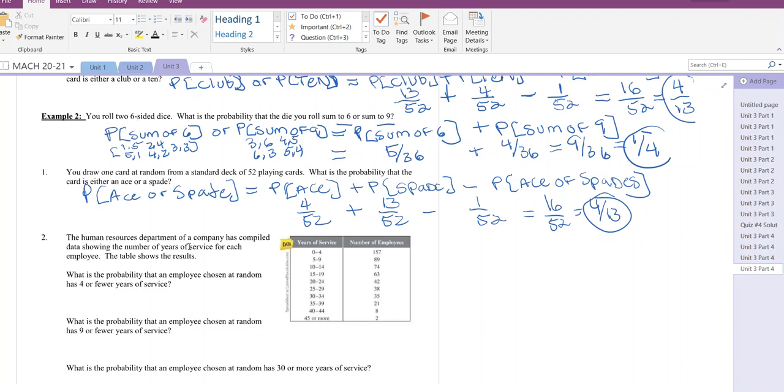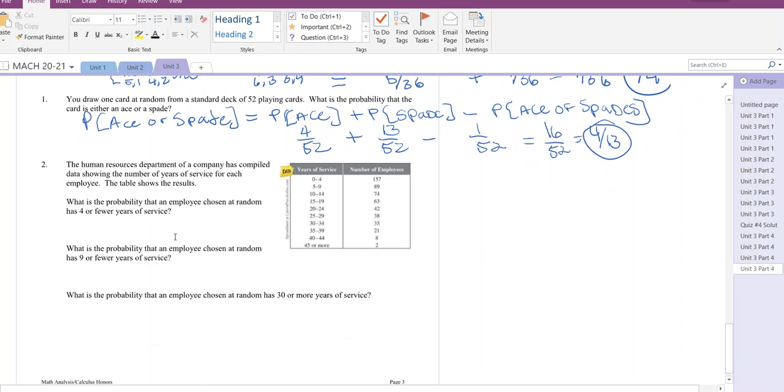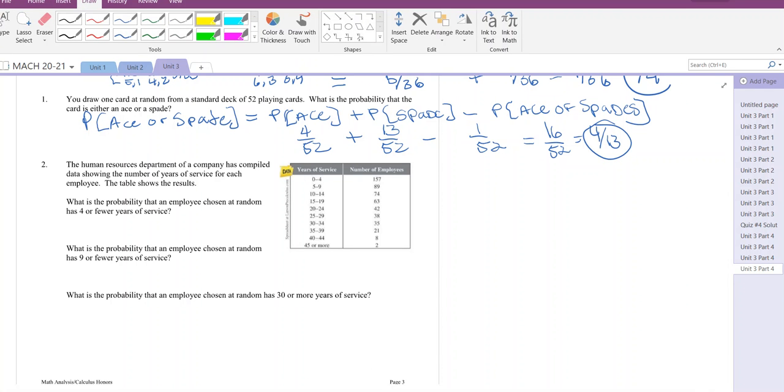All right, so the Human Resources Department has this chart showing the number of years of service for each employee. The table shows the results. What is the probability that an employee chosen at random has 4 or fewer years of service? So 4 or fewer years, right here, that would be 157. So the probability of this event would be 157. Now the sample space, when you add these all up, is 529.